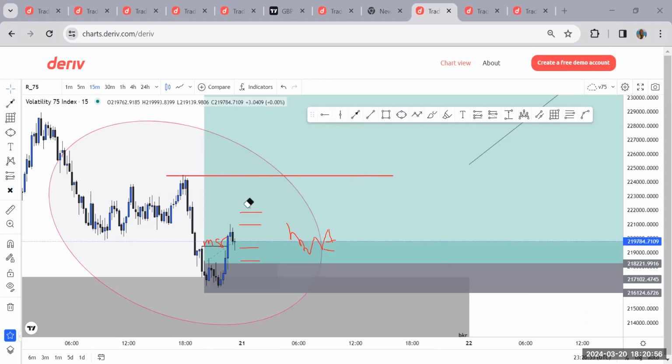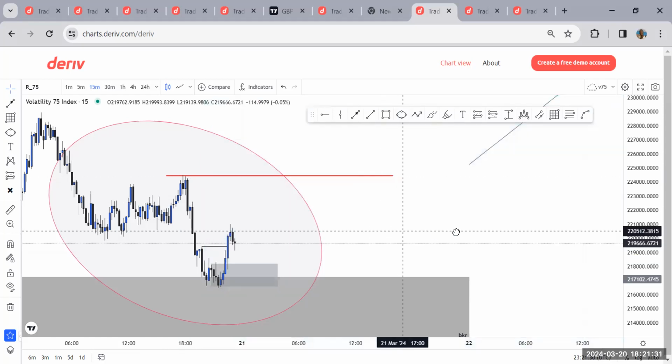Once price gets into your POI, what you are waiting for is a market structure shift on a lower time frame. So if it is an H1 POI, when price gets to the POI, you just go to 30 minutes, 15 minutes, any time frame lower than the 1 hour for your market structure shift. At this point, if you have any question, you can ask.